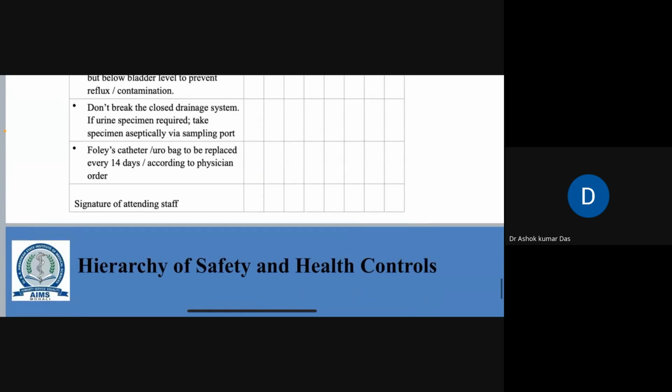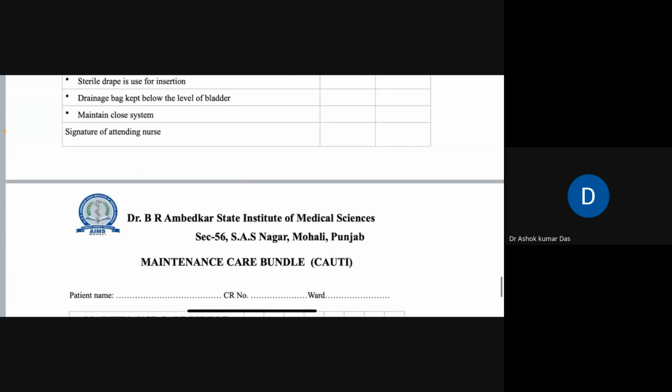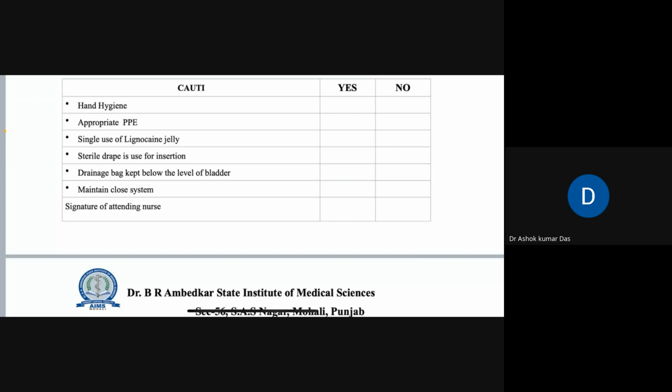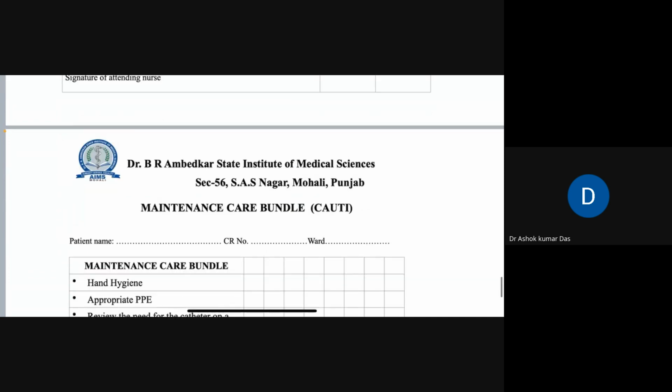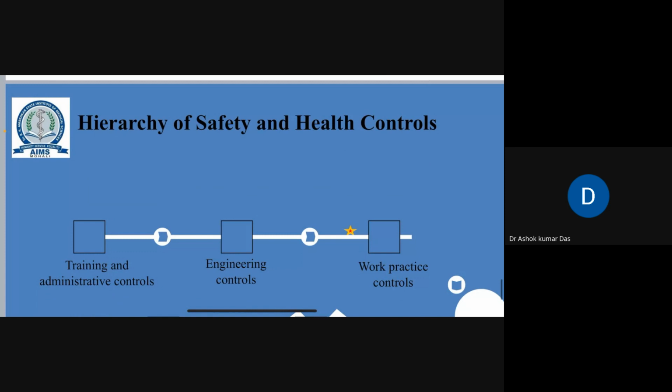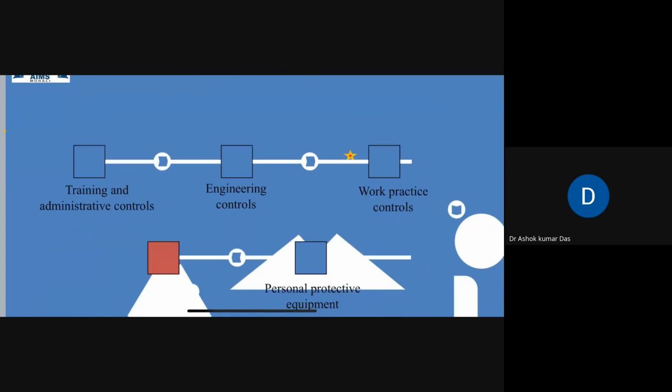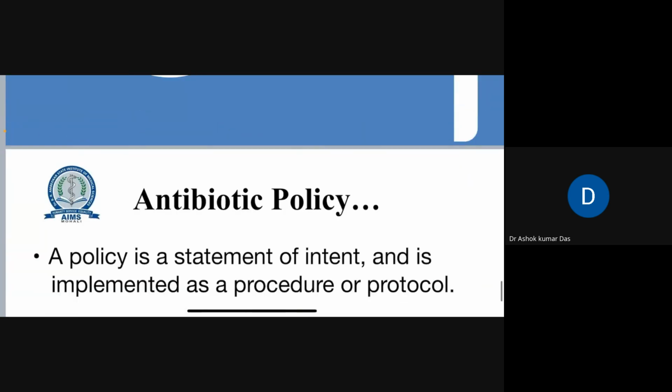And so we report that so many cases, because if we find there was some lacuna in this particular bundle care approach, and taking care of the other factors, we can document that these UTIs were hospital acquired, and could have been avoided if proper measures were taken. So the training and administrative, then engineering, and finally the work practice controls and PPE.